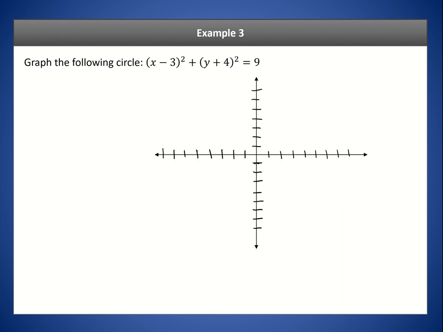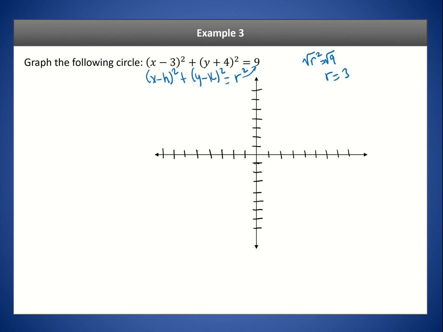All right, so example 3, graph the following circle. This time we're given the standard form of the equation of a circle, and we want to graph it. Remember, the standard form is (x - h)^2 + (y - k)^2 = r^2. Because r^2 is 9, r has to be 3, because 3 squared is 9. So we take the principal square root of both sides, and you get r is 3. So we know that the radius of the circle is 3.